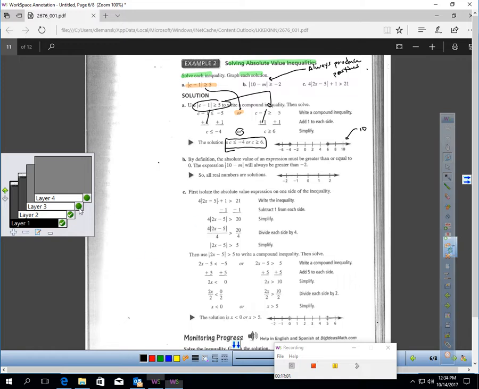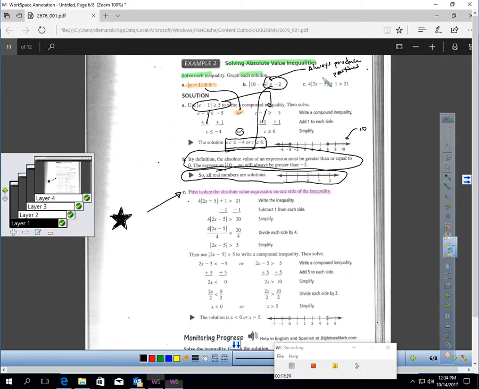Okay? So with that in mind, since this always must give me a positive, I'm always going to get something that's greater than or equal to negative 2. So this is an example of a problem that would have all real numbers as a solution. In other words, you notice how they just shaded the entire number line. I can plug in anything for m, and it's going to get me something that's positive, which is bigger than negative 2.